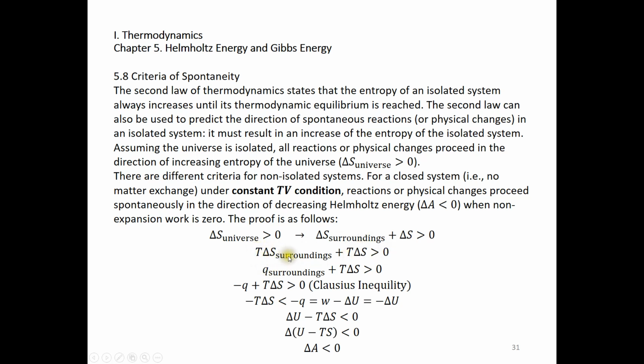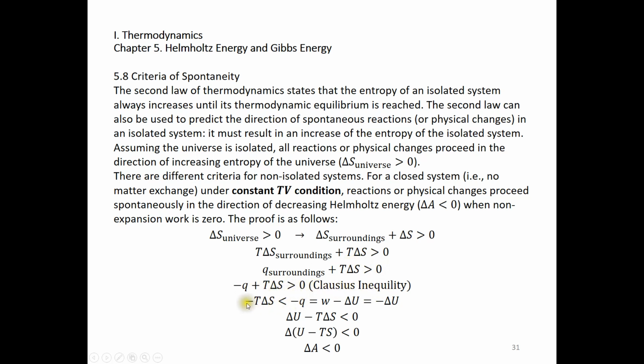T delta S surroundings is simply Q surroundings. And Q surroundings plus T delta S is greater than zero. Q surroundings is negative Q. So we have negative Q plus T delta S is greater than zero. By the way, we just proved the Clausius inequality again. TdS minus Q is greater than zero, so TdS is greater than Q. This is the Clausius inequality. We just proved it one more time.